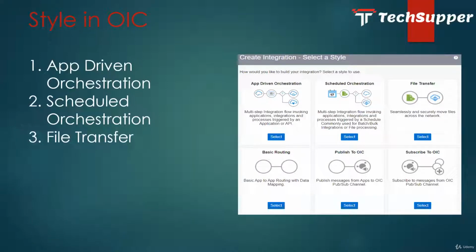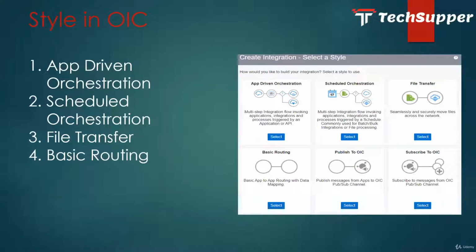The third pattern is the file transfer. The file transfer pattern is again a scheduled orchestration type of pattern. When you choose it, a scheduled orchestration will be created, which you can schedule. Mainly, it is used to transfer files from one network to another. For example, if you have a requirement wherein you need to pull a file from one secure network and send the file to a different network, you can use this file transfer pattern.